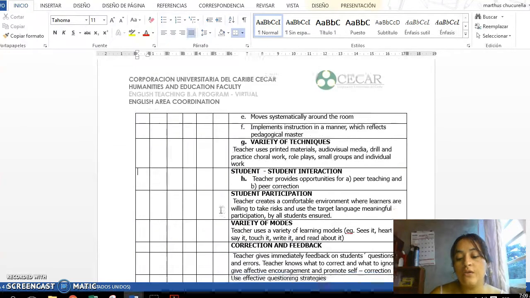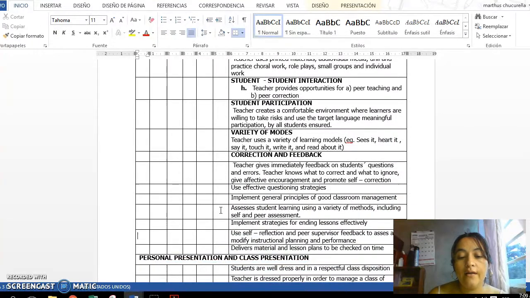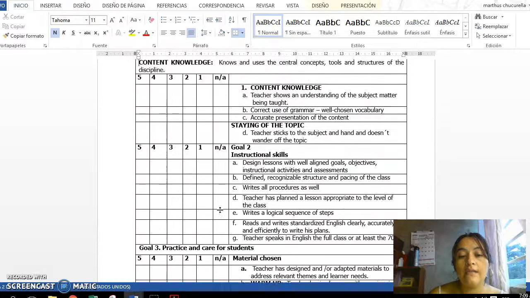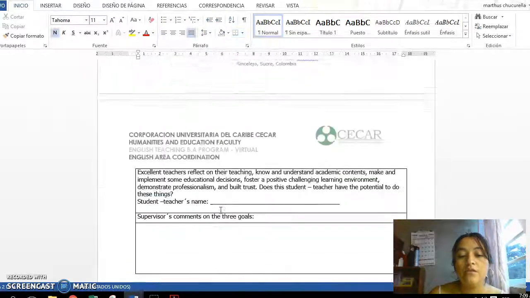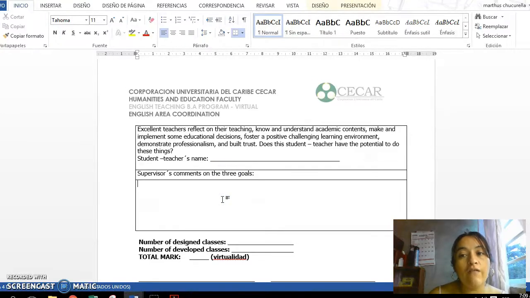And here he has to comment on the 3 goals. The 3 goals, I repeat to you, are personal presentation, corrective feedback, practice and care for the students, and content knowledge. Okay, so it is very important that the teacher evaluates here and makes some comments. An evaluation without comments is not valid. It has to be positive and negative comments. Not all negative, not all positive.